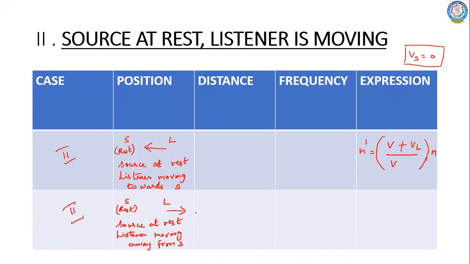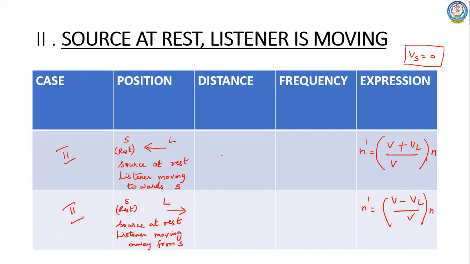Okay. Now here again for the second equation, apparent frequency will be again VL by V into N. But here the listener is moving away. So here look at the arrow, it is moving towards right. So towards right means I have a negative sign here. So V minus VL by V into N. So this is the equation for the apparent frequency.